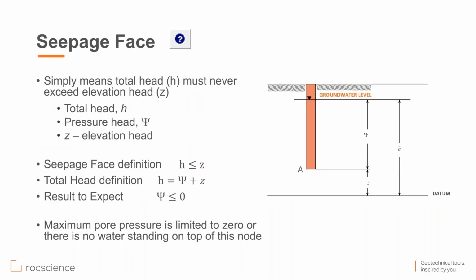Now, the other boundary condition that I will be using in these examples is the seepage face. Seepage face simply means that total head must never exceed the elevation head. So if you are looking at H and elevation head Z, that means that H is less than or equal to Z. That means that your pressure head psi is less than or equal to 0. And that means that your maximum pore pressure is limited to 0, or there is no water standing on top of this node. So if there's any water buildup above this point, that water will flow away or evaporate. So there is no water on top of this point A.